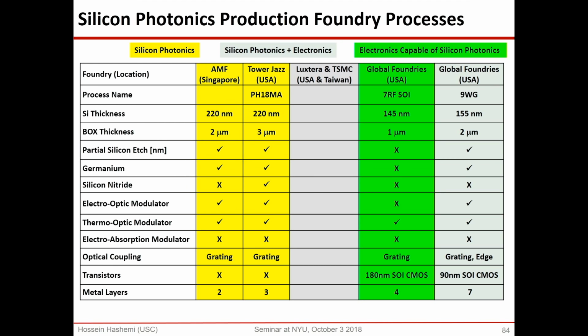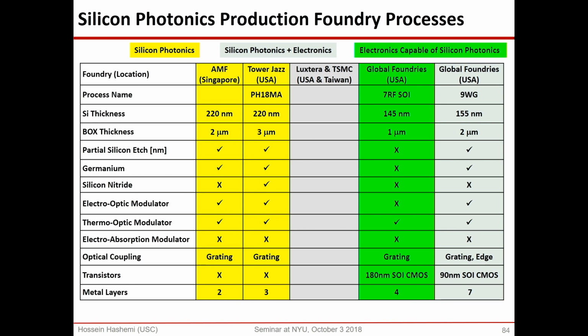Now, how about the production stuff? So the production stuff, the main one is GlobalFoundries, again in the Northeast. They can give you processes that have electronics and photonics. There is a company in Southern California, Tower Jazz. The reason you don't see any entries here in the Luxtera and TSMC is because they're all secret, so I don't know what they have. I know they have it, but I don't know what it is. And then there are companies in Singapore. So these are your production ones.